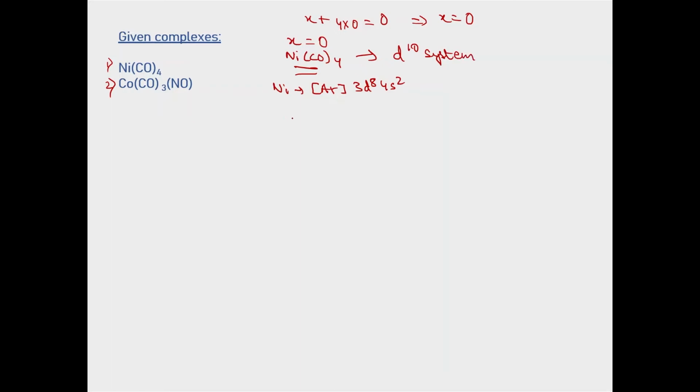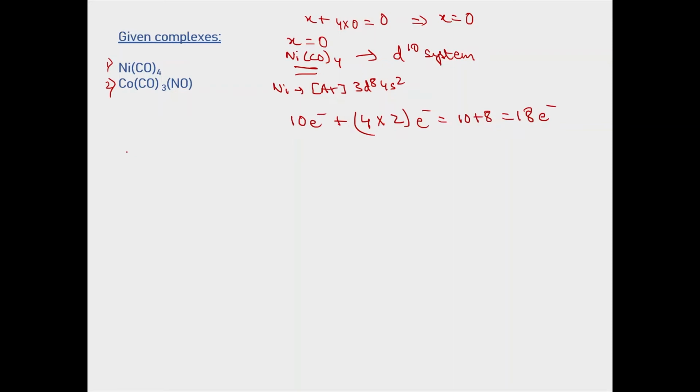So nickel will give 10 electrons and carbonyl is a 2 electron donor. 4 carbonyl ligands are present, so 4 into 2, that is 10 plus 8, or an 18 electron system. So Ni(CO)4 is an 18 electron system.